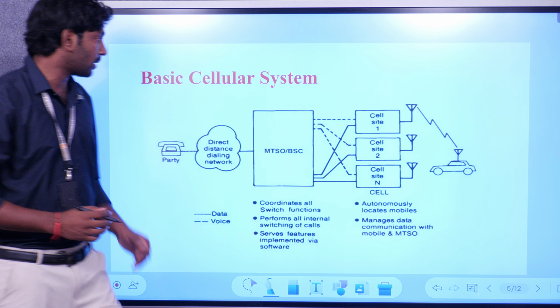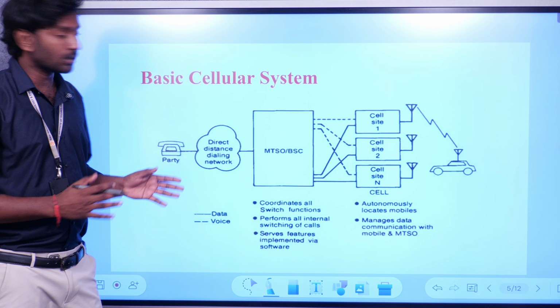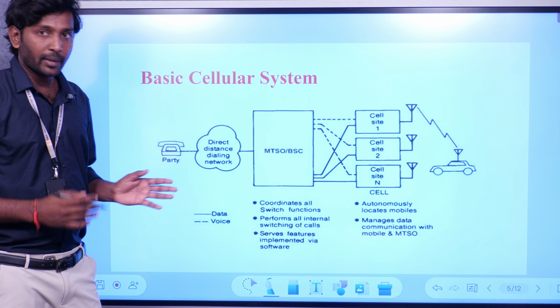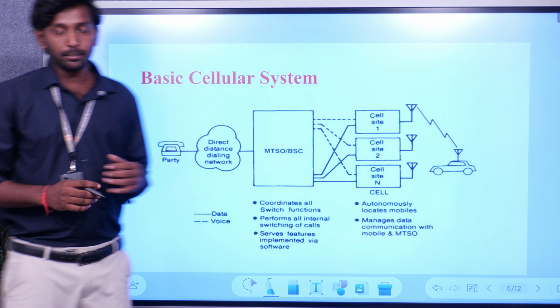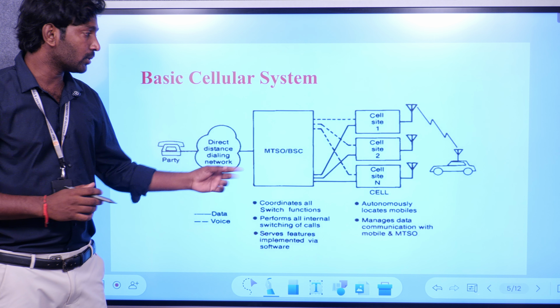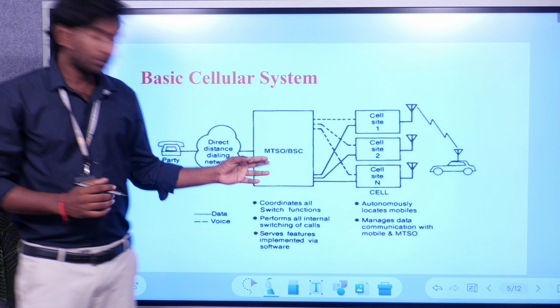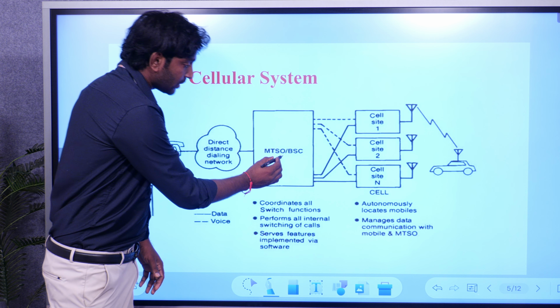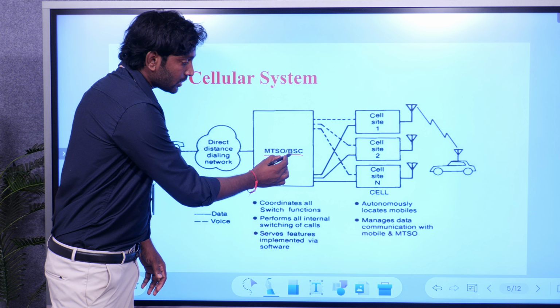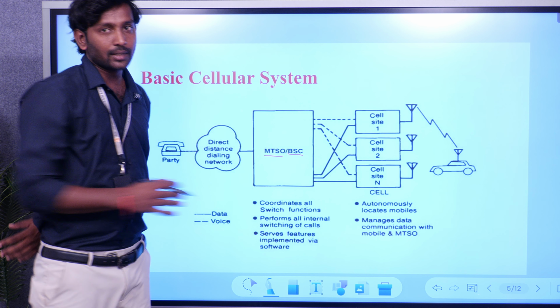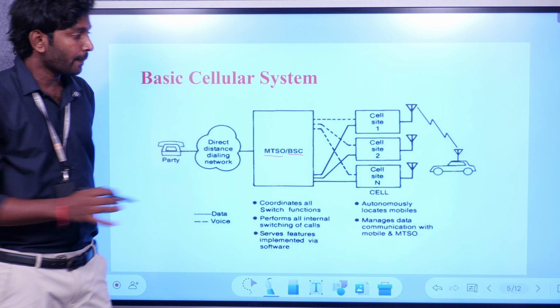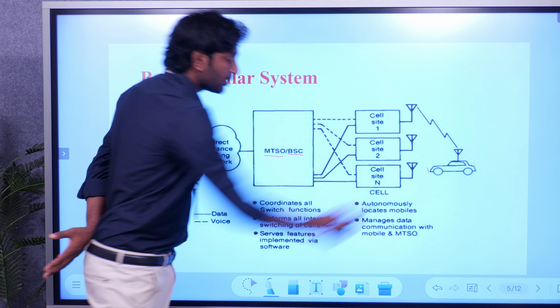Next one, basic communication system. The architecture of the basic communication system has the main components: MSC, MTSO, cell site and mobile user. MTSO means mobile telephone switching office. BSC means base station controller. Cell sites are called base stations. This is the mobile user.